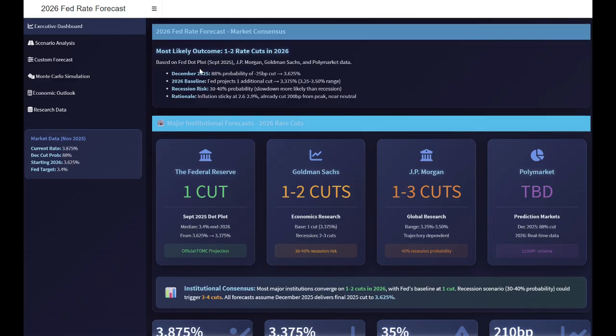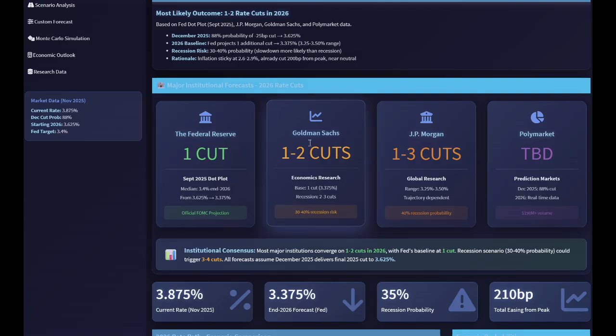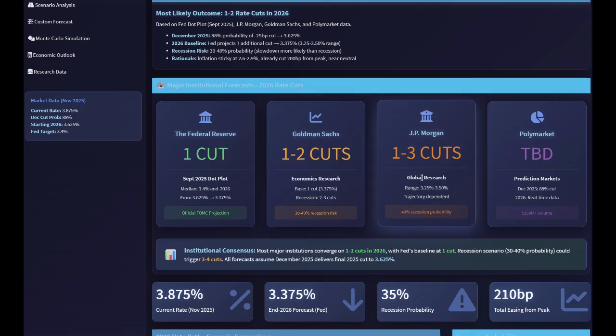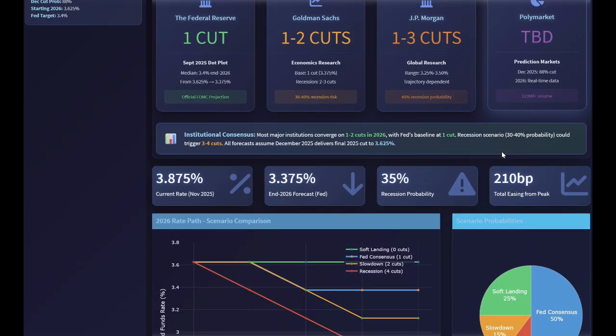And this is based on the Fed dot plot from September 2025, JP Morgan, Goldman Sachs, and Polymarket data. The Fed Reserve estimate is 1 cut, based on the dot plot. Goldman is 1 to 2 cuts based on their economic research. So 1 cut, but if there's a recession, it could be 2 to 3 cuts per Goldman, and their estimate of a recession is 30 to 40%. JP Morgan is 1 to 3 cuts, trajectory dependent. Their estimation of recession is 40%, so they're leaning towards 3. And Polymarket has put out estimates, but that's still to be determined.